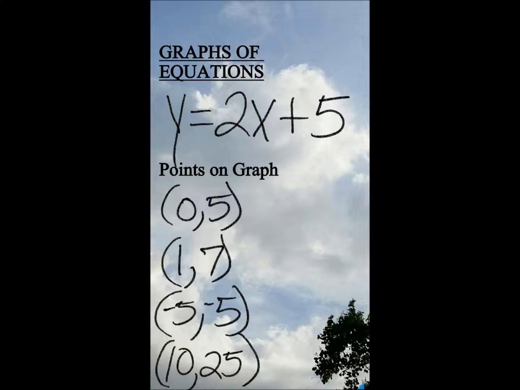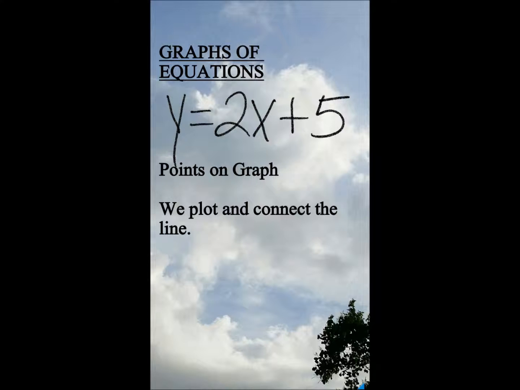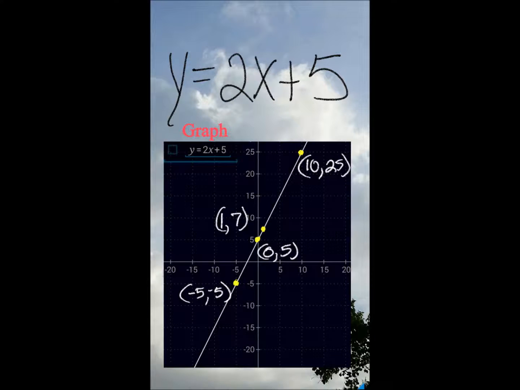We have found 4 points on our graph, so now we shall plot. We get a positive slope where we plotted the points 10 and 25 at the top, 1 and 7 towards the bottom, 0 and 5, and also point negative 5, negative 5, and then we connected the line. We have a straight line.